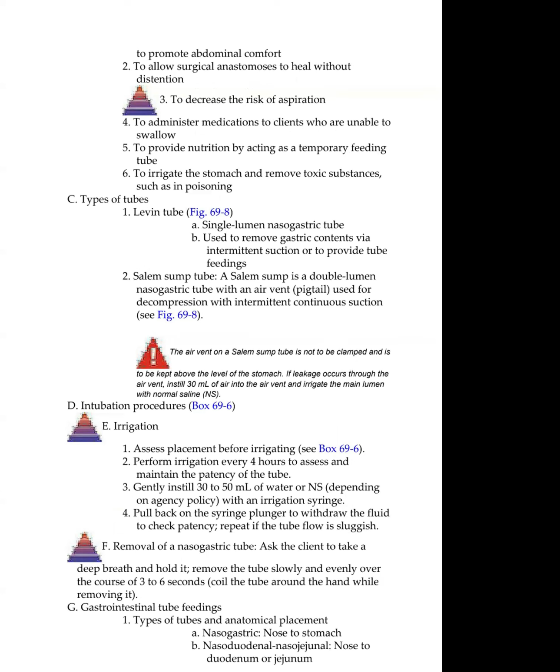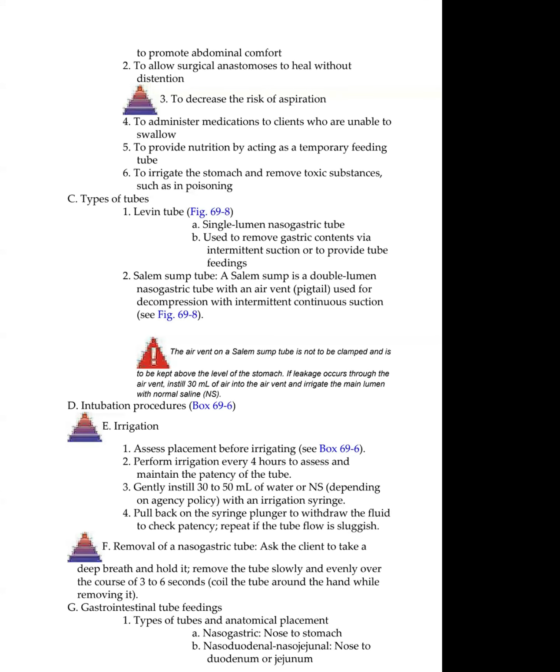Now, types of tubes. There are two types. The Levine tube is a single lumen nasogastric tube used to remove gastric content via intermittent suction or to provide tube feeding. This is what we use when giving Ryle's tube feeding, and we can also aspirate and suction with it. Now the Salem sump tube. A Salem sump tube is a double lumen nasogastric tube with an air vent pigtail used for decompression with intermittent and continuous suction, which we will see later in the figure.